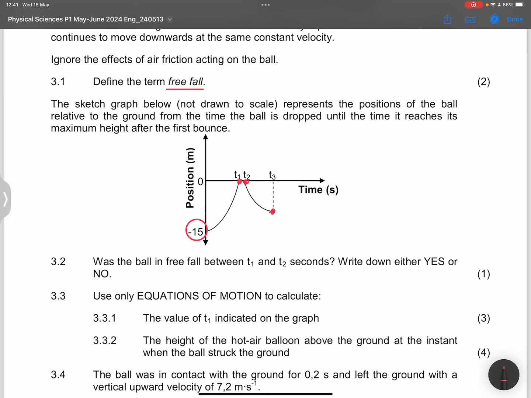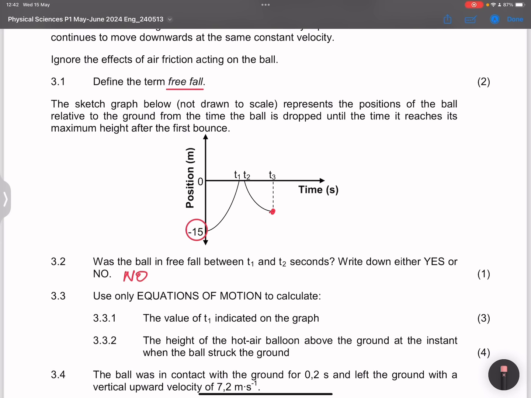So they ask, was the ball in free fall at T1 to T2 seconds? Write down yes or no. The answer is a definite no. And why is that? This is when the ball was on the ground, and once it lands on the ground, there's obviously the force that the ground exerts on the ball, the normal force. So it is no longer in free fall, or we can say that gravity is not the only force that acts there.